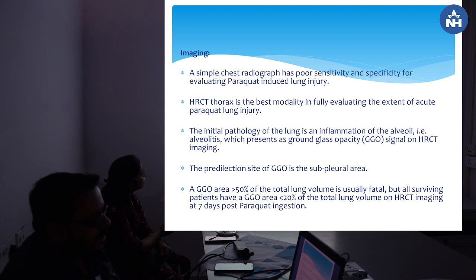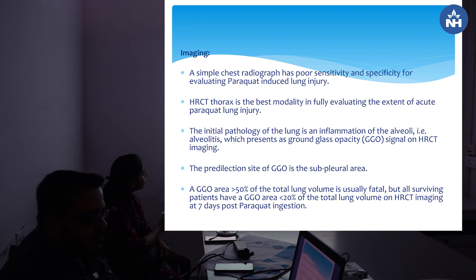Now, imaging. A simple chest radiograph has poor sensitivity and specificity for evaluating paraquat induced lung injury. HRCT thorax is the best modality in fully evaluating the extent of acute paraquat lung injury. The initial pathology of the lung is an inflammation of the alveoli, that is alveolitis, which presents as a ground glass opacity signal on the HRCT imaging. The predilection site is the subpleural area.